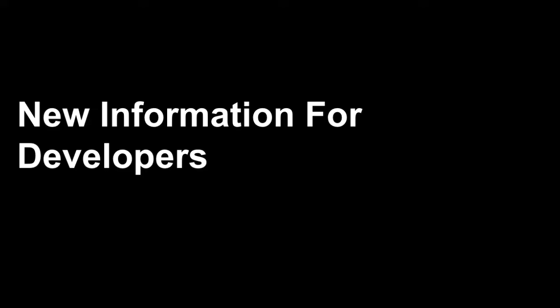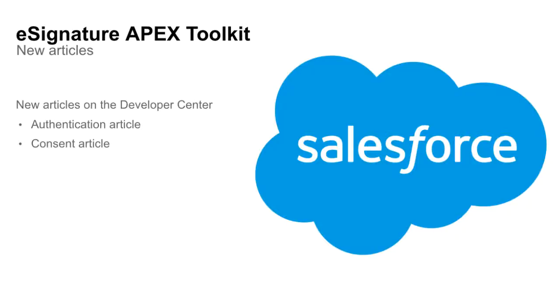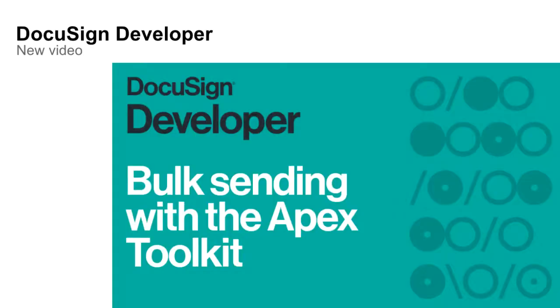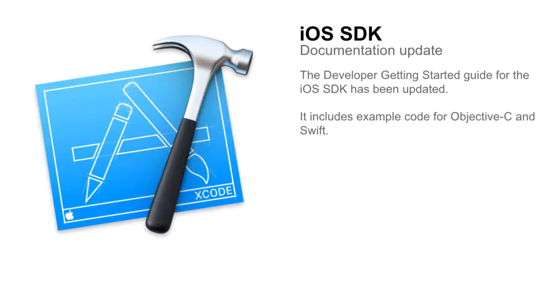New information for developers. We've updated the eSignature Apex toolkit for Salesforce, the documentation, by adding 2 new articles on authentication and consent. Remember that links for all of the new content are included with this video's show notes. We also have a new video for developers, bulk sending with the Apex toolkit. We've updated the Getting Started guide for the iOS SDK. It includes example code for Objective-C and Swift.